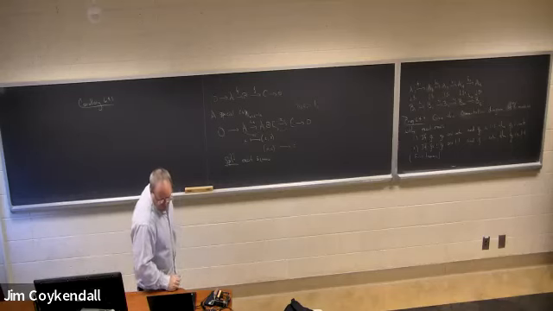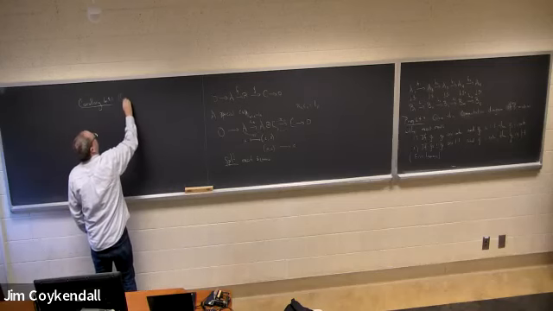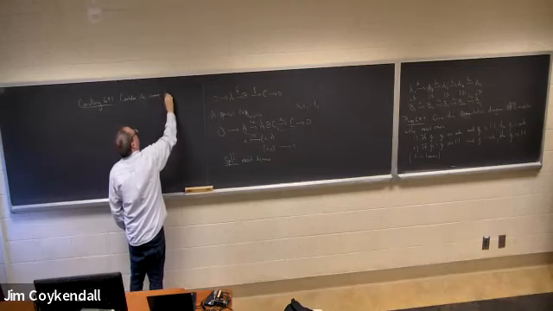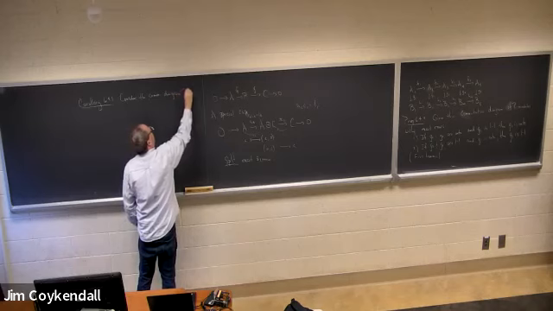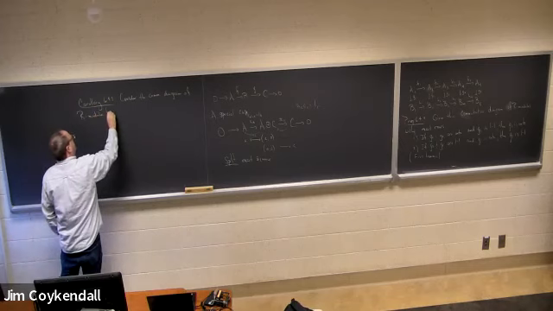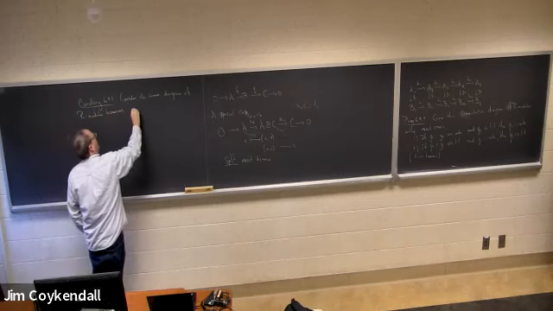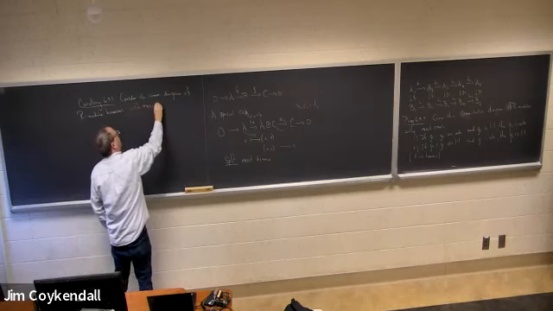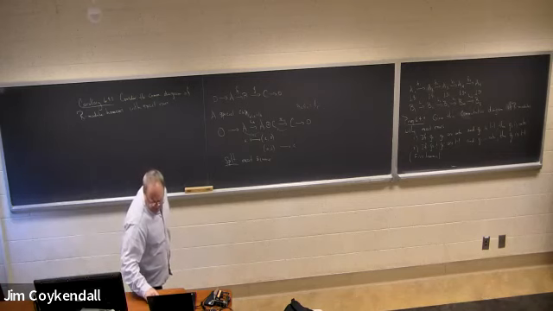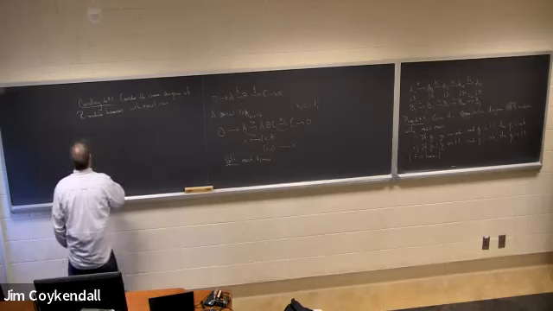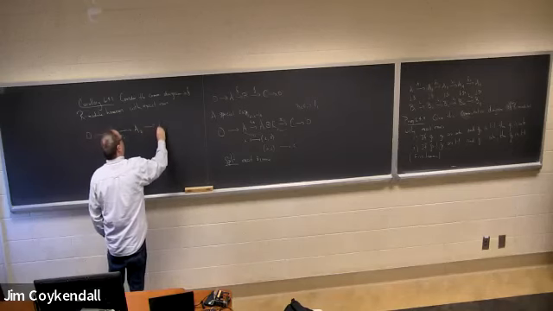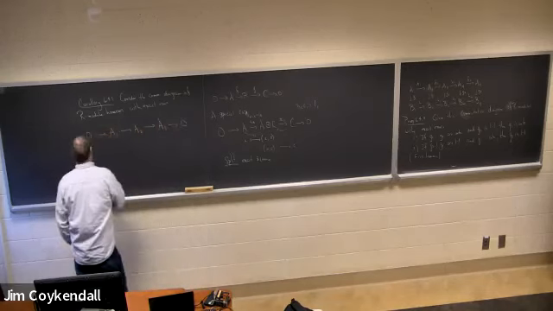Given the following commutative diagram of R module homomorphisms, consider the commutative diagram of R module homomorphisms with exact rows. So here's my diagram: 0, A1, A2, A3, 0.